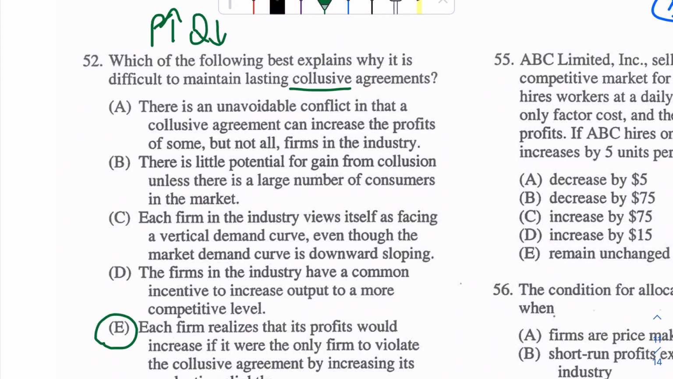And because you increase the quantity, right, then other firms look at that and they see you're making more profits. And so what do they do? They try to lower their price, increase the quantity, and then we break the collusive agreement. So because you realize that you can make more profits by having more quantity, you have now broken the collusive agreement. So that's why it's difficult to maintain, because actually you can make more profits if you were to not do the collusion. So 52 is E.